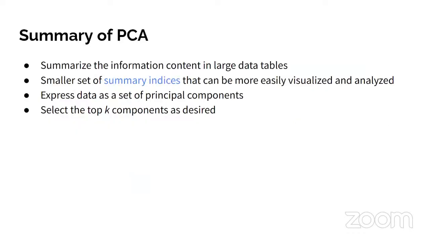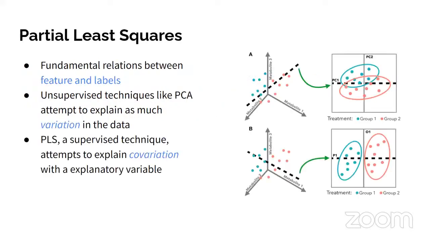Finally, this is the summary. I want to reduce that large table into a smaller table so that it can be easily visualized and analyzed. And I want to select the top K components as defined. Top K means here top two in this case, if you want to convert from 3D to 2D. This is the summary.